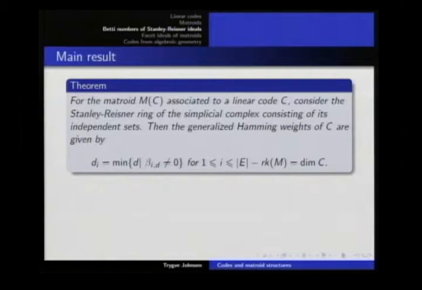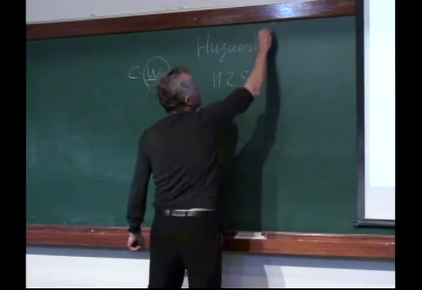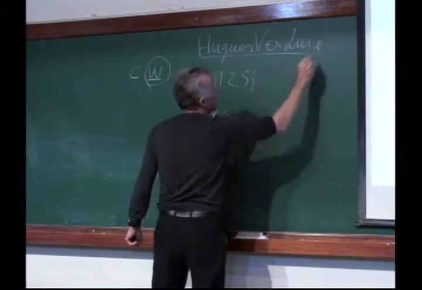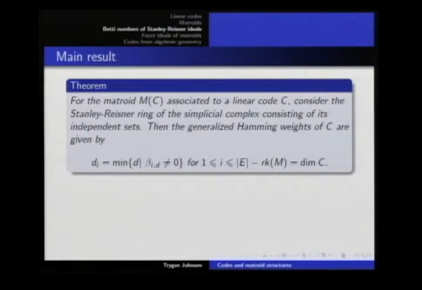On the other hand, if you look at the intermediate level, the N-graded Betti numbers, it's not at all clear that they will determine anything, at least if you haven't studied it for a while. But this is what this theorem says, and it's a joint theorem with Ingvild Verdyr, who is a colleague of mine in Tromsø, where we say that the generalized Hamming weights of C can be read off from the N-graded Betti numbers. d_i is the minimum d such that beta_id is not equal to 0 for each of these things.